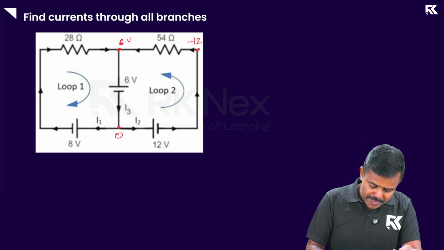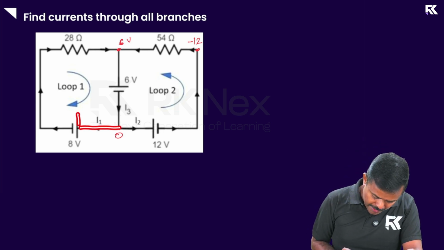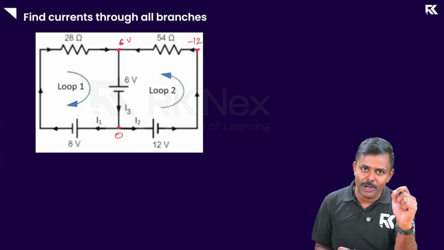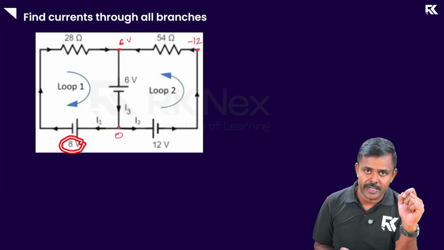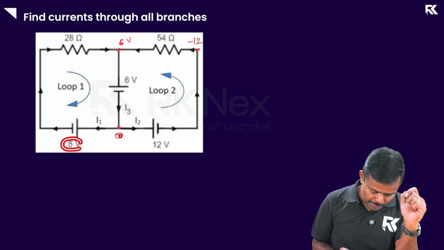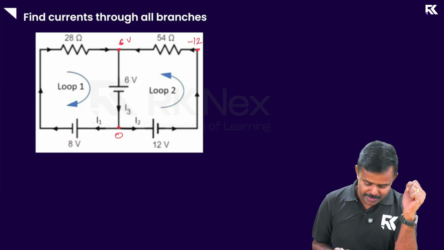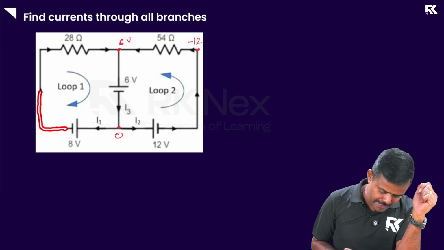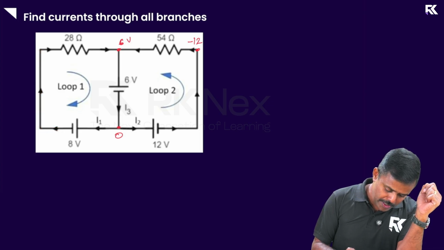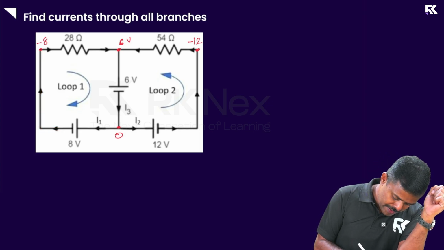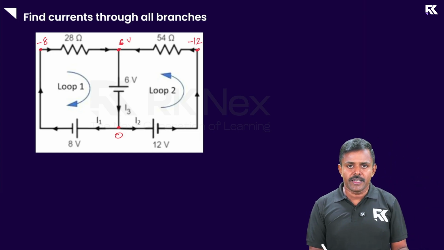Okay, I have a third branch now. I walk along this, I see the positive. When you see the positive, you have to lower the potential, right? So 0, minus 8. You have to reduce it, so this has to be minus 8. This point is at minus 8. Now I can easily find the currents.